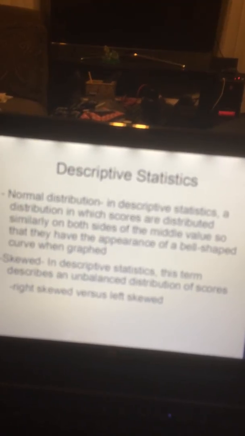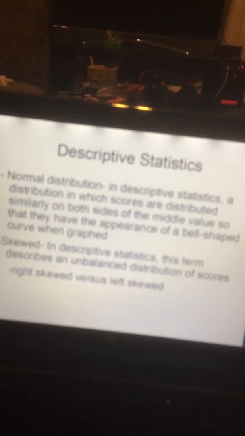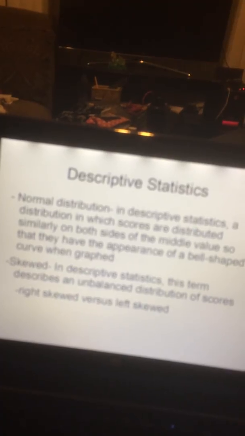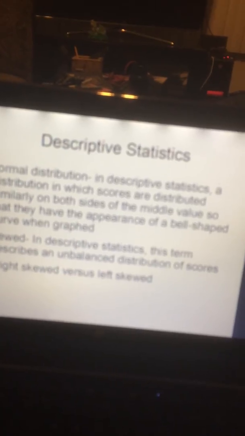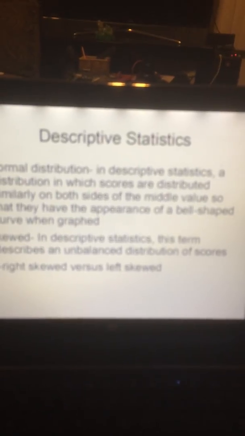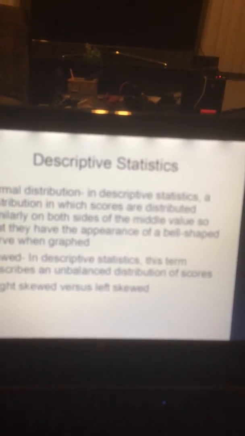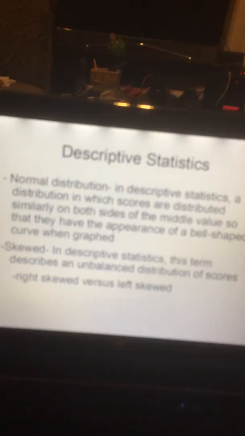If it's right skewed, you have the majority of the data below the mean. If it's left skewed, you have the majority of the data above the mean. So left skewed tends to have people who score high, like in prep schools with really high IQ, gifted programs, whatever. Right skewed tends to have a bunch of people who score below the mean, such as, I don't know, people who are in remedial programs, things like that.